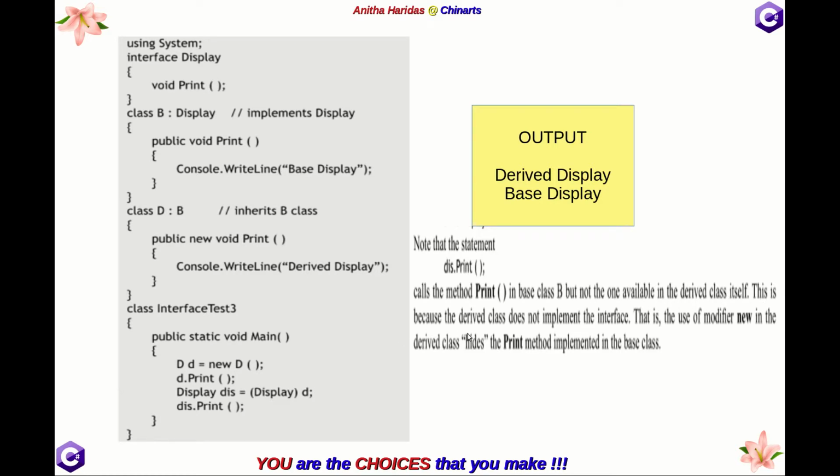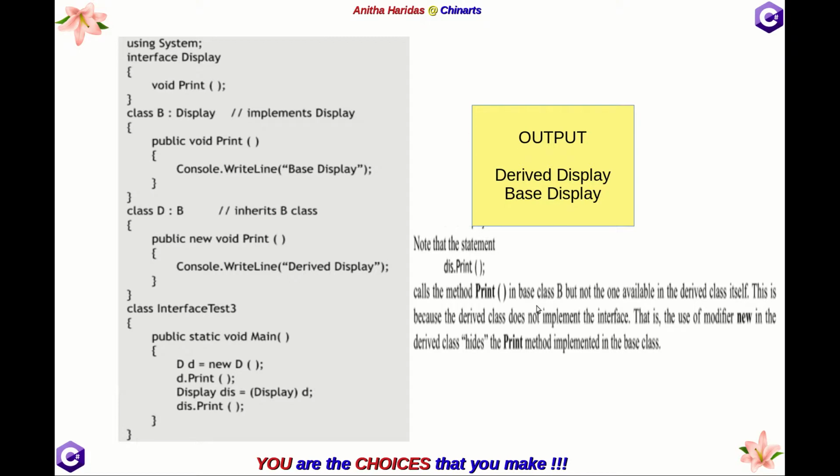This is because the derived class does not implement the interface. It is not implementing the interface directly. That is, the use of modifier new in the derived class hides the print method implemented in the base class.